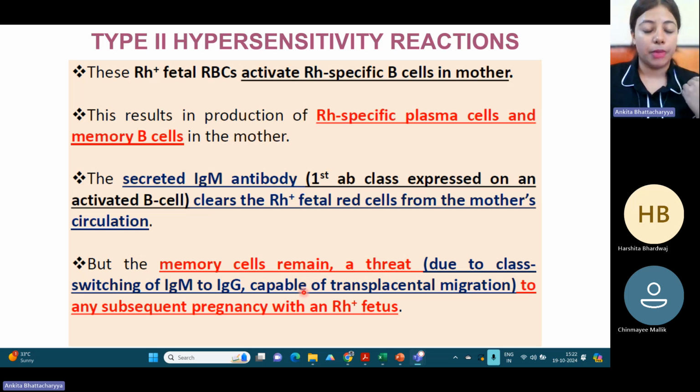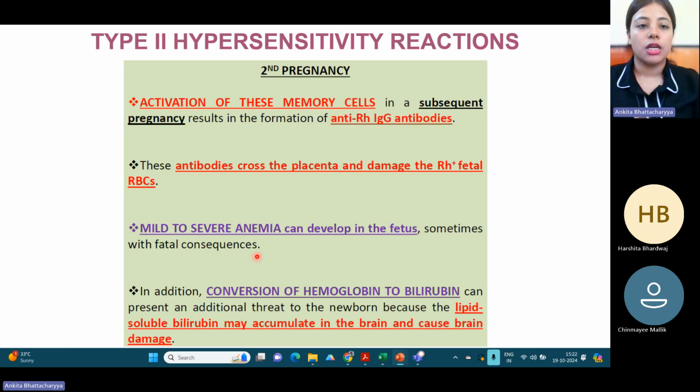So that can act as a threat or a very huge problem for any subsequent pregnancy with an Rh positive fetus. So in case that does happen, that is, during a second pregnancy, if there is activation of these memory cells in this subsequent pregnancy, it can lead to the formation of these anti-Rh IgG antibodies. So these antibodies would then be able to cross the placenta and damage the Rh positive fetal RBCs. In some cases, it can be a very mild condition that they do not have sufficient RBCs. Anemic conditions can persist, such a baby might grow malnourished.